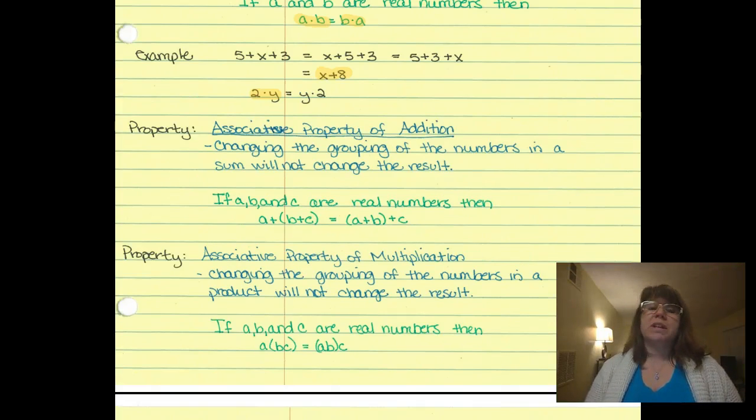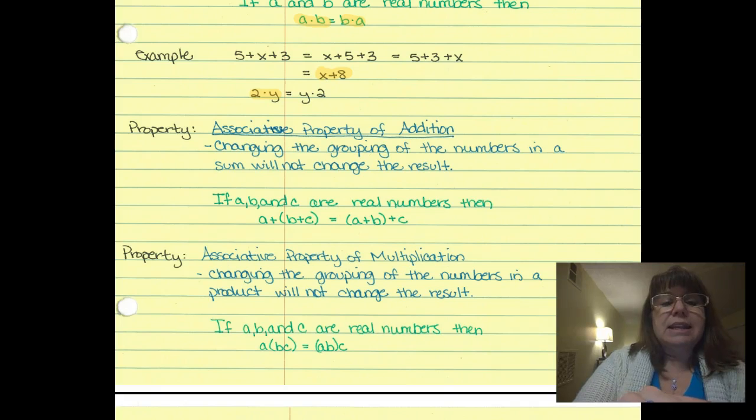Another property that both addition and multiplication have is the associative property. So the associative property of addition, the associative property of multiplication. Now, what does associative mean? If you think about it, if you belong to an association, you belong to a group. And what this means is that changing the grouping doesn't change the result. So for addition, if A, B, and C are real numbers, then A plus the quantity B plus C is going to be the same thing as the quantity A plus B, then plus C.